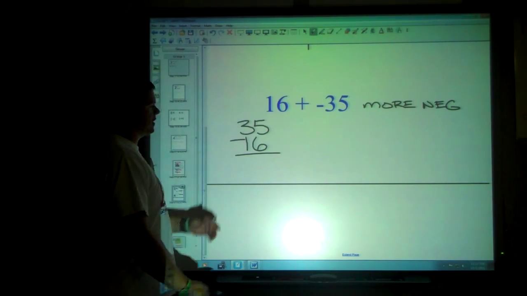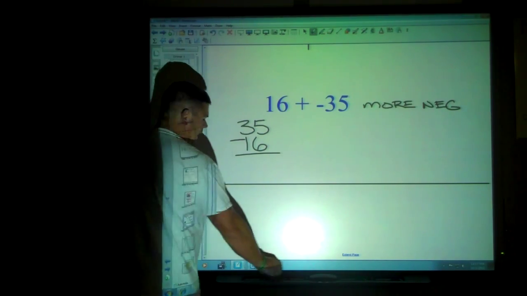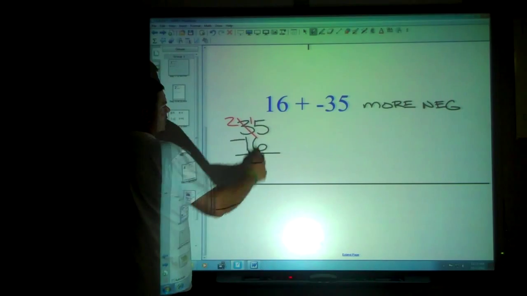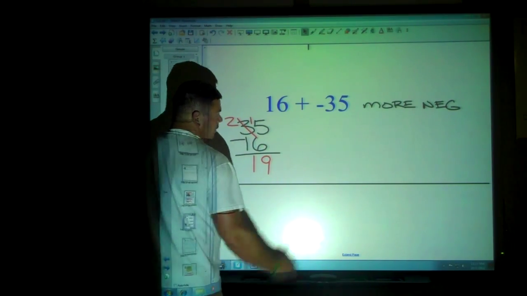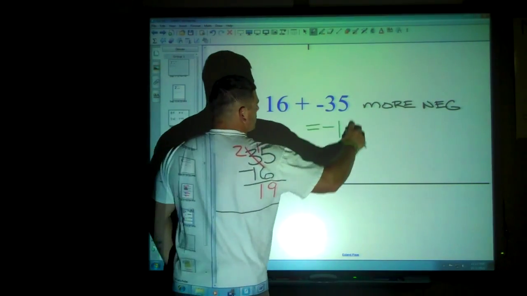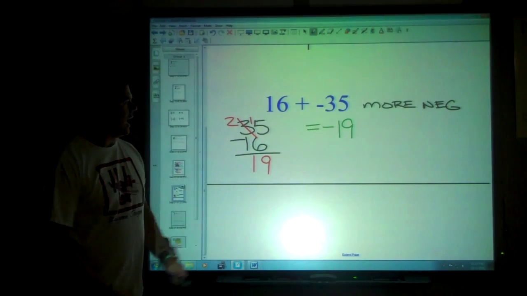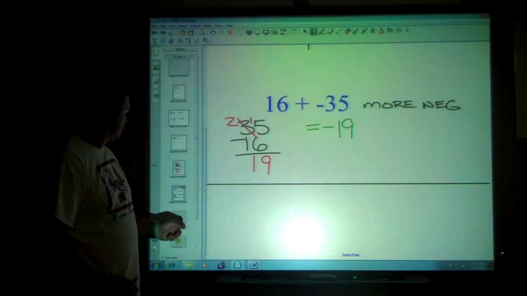Now you can't do 5 minus 6. You don't want to do up-down subtraction and go 21. That will give you a bad answer. You got to borrow. So now you have 15 minus 6 is 9, 2 minus 1 is 1. There's 19. But we already know the answer is negative, so we would say that this is negative 19. That's how many more negatives there are than your positives.